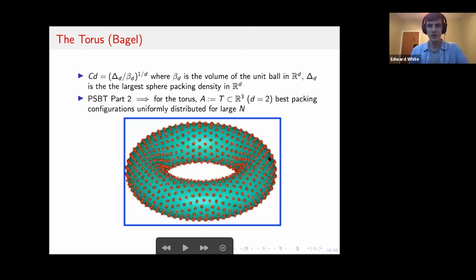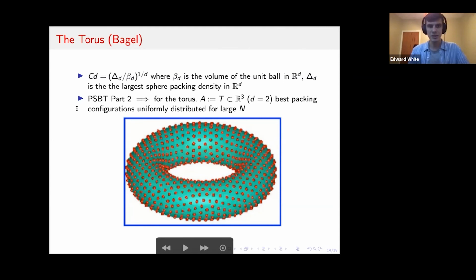So this sort of guarantees, in layman's terms, that your perfect bagel exists with poppy seeds, where every bite of equal size will have approximately the same amount of poppy seeds. And then continuing from before, the constant C_d is just the largest sphere packing density in R^d divided by the unit ball in R^d, and then raised to the 1 over d power.